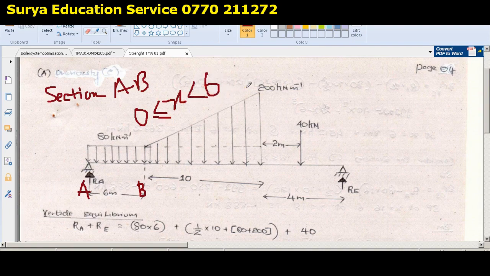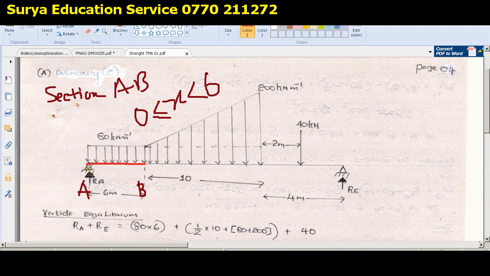Guys, be very careful when you are going to define the section. 0 less than or equal to x but less than 6. It is not less than or equal to 6, okay, it is less than 6. That means you are not going to consider the whole length, no. You are just going to break this section just a few units before the end of the section.